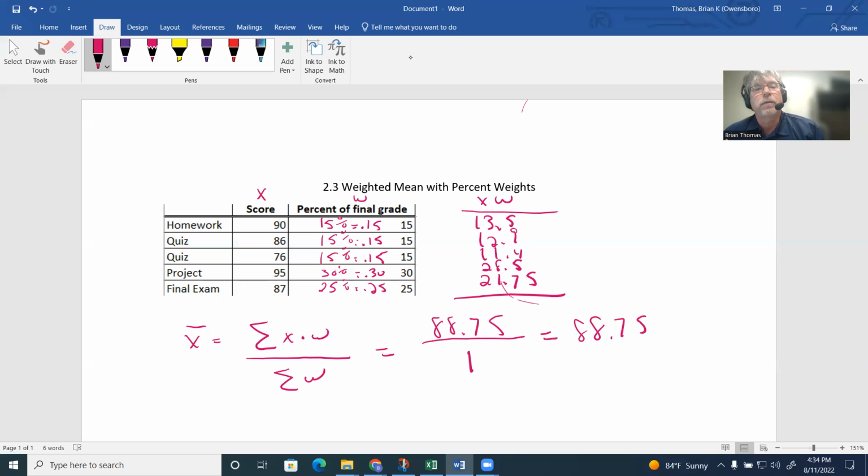So to get the weighted mean with percents, you have to change those percents to their decimal form if you're using a calculator. So hopefully that helped a little bit.